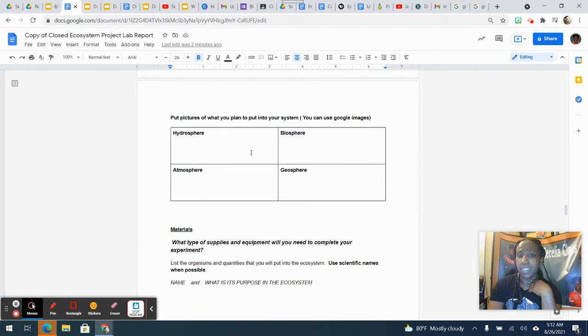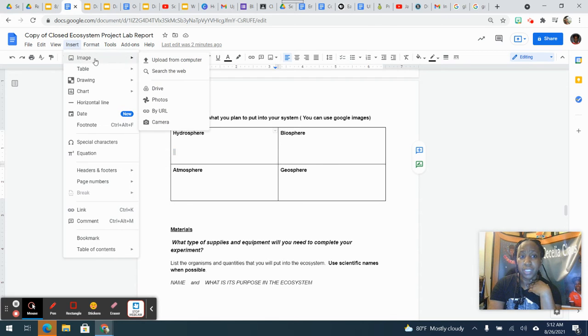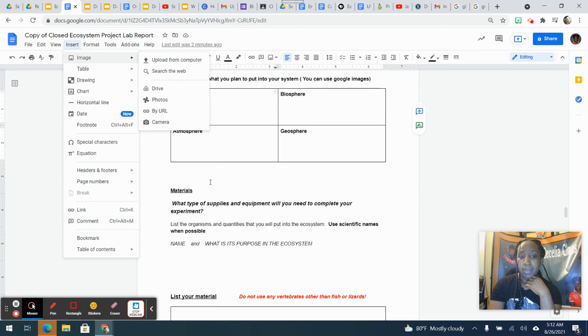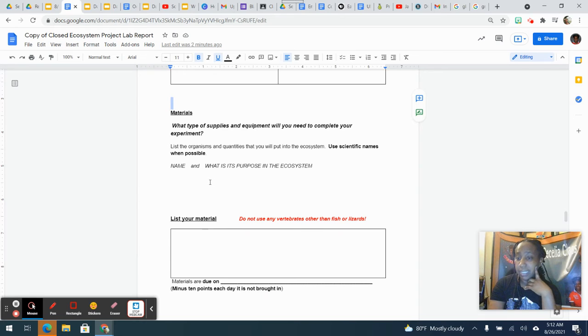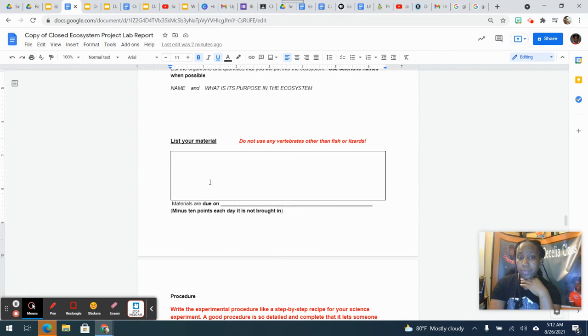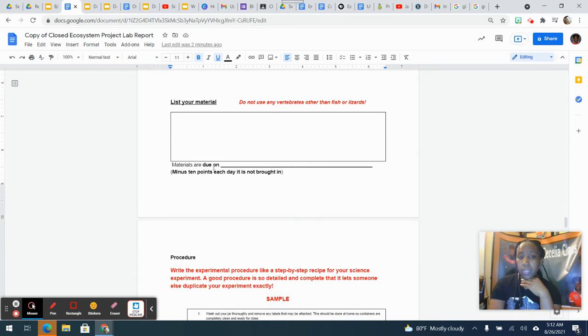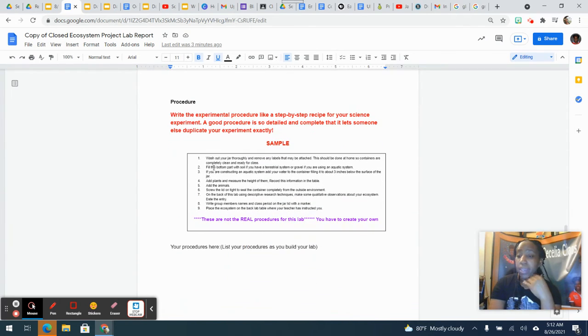And now here we want to see pictures. What are you actually putting in there? It's really easy to add a picture. All you have to do is go insert, image, search the web, and you can get pictures and it'll drop it into your document. We want you today to list the materials. What all are you going to be putting in there? You should have like rocks, some kind of plant, whatever. Put that down here. So you'll list all of your materials and then begin writing out your procedure.